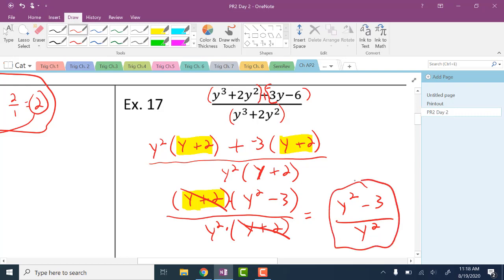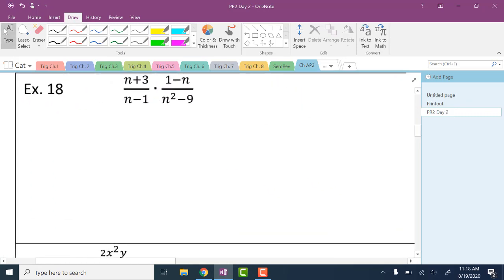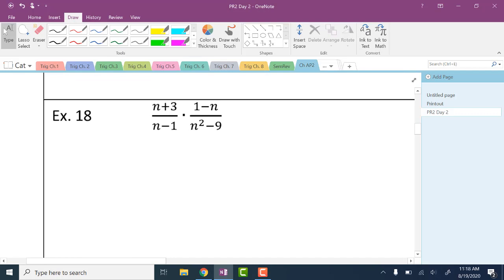Those y squareds do not cancel. All right, let's move on. Don't want to talk too long on all of this. Okay, now we just have a couple fractions multiplied together.